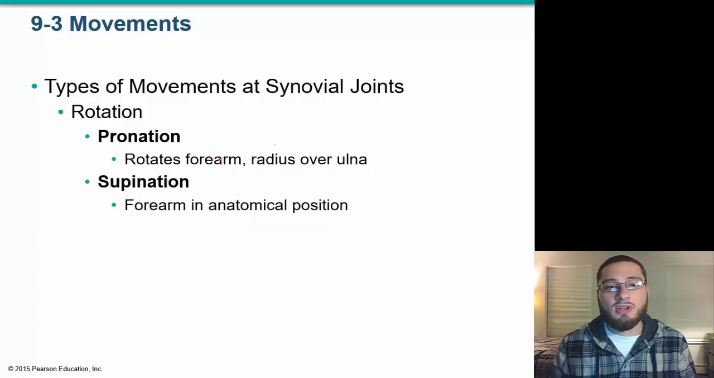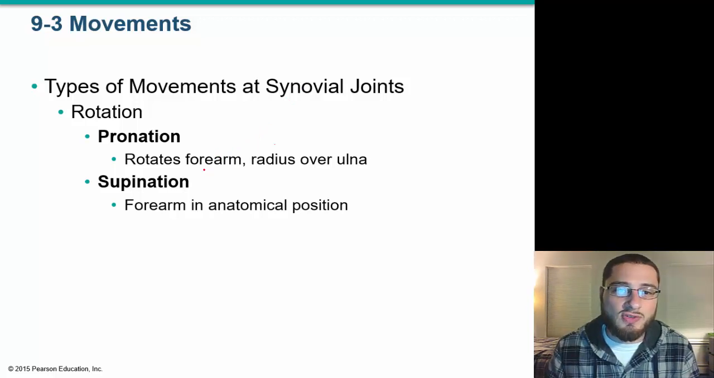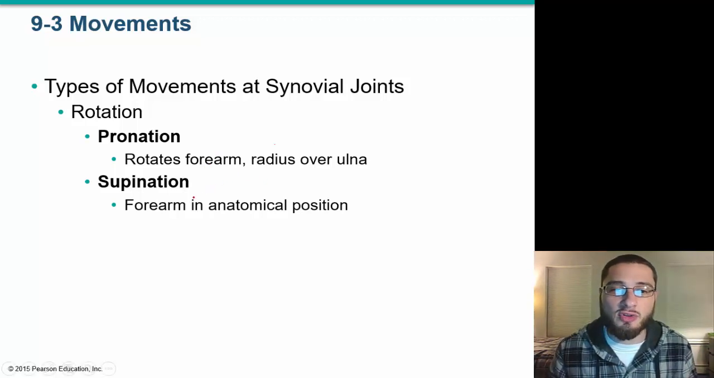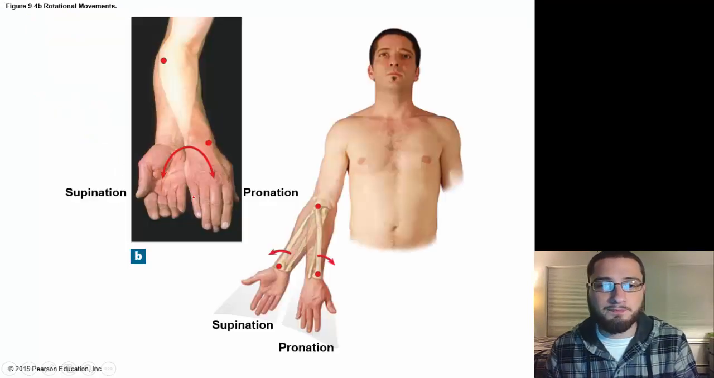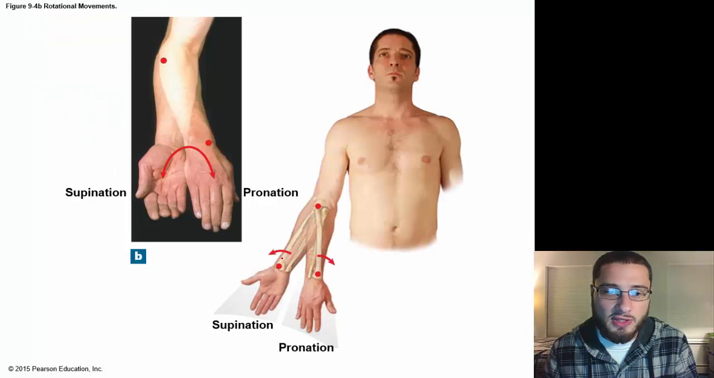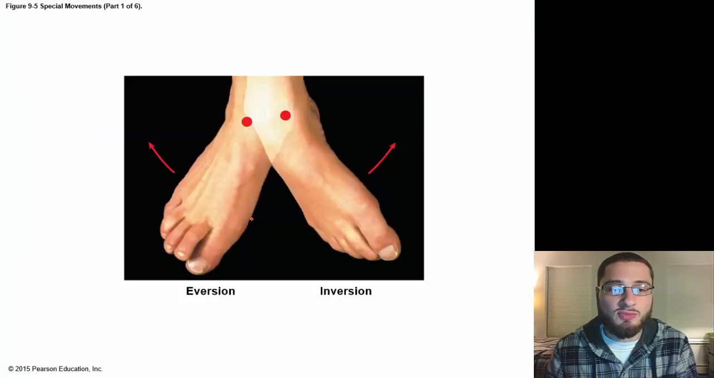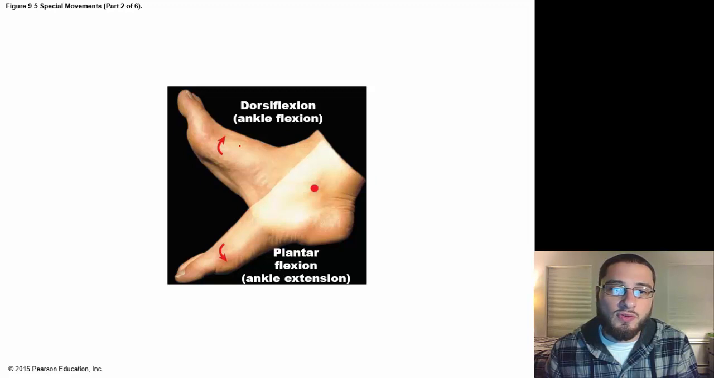We talk about pronation or pronating, and then supination. Pronation rotates the forearm radius over ulna. Supination is when your forearm is in the anatomical position, where you're standing upright and your palms are out. Here you see supination, anatomical position, and then if you twist it this way, that's going to be pronation. Then you have inversion, eversion, dorsiflexion, plantar flexion. Eversion is away, inversion is inward or towards the midline. You have dorsiflexion, moving it up, and then plantar flexion, where you're dropping your foot.